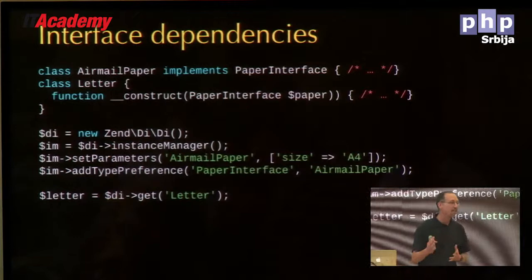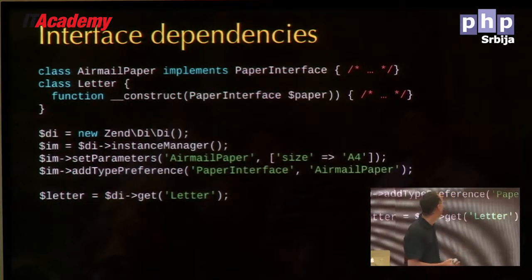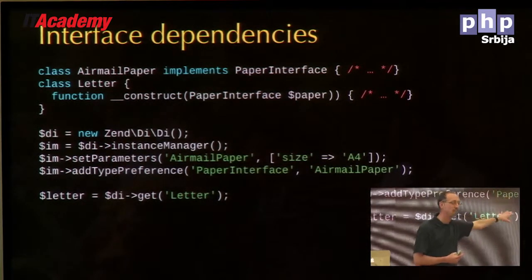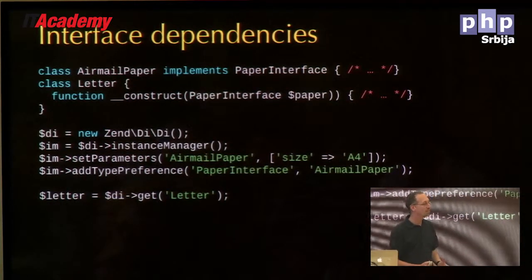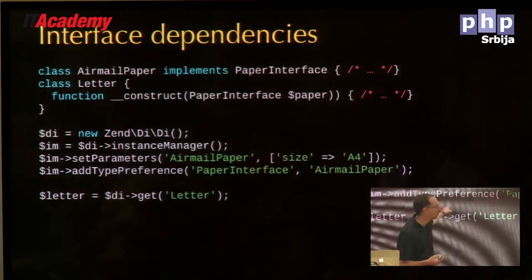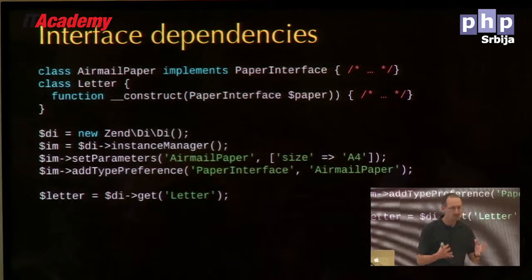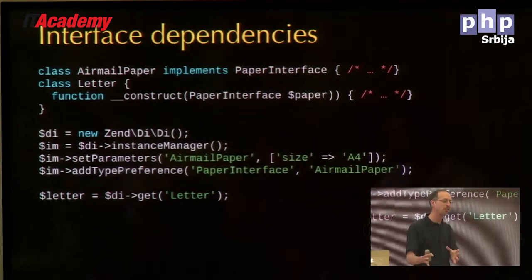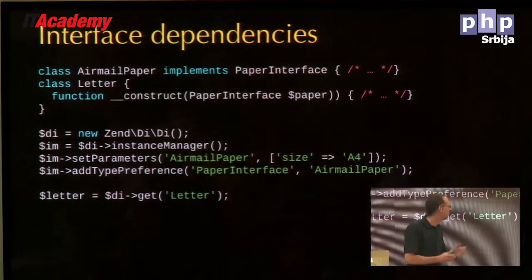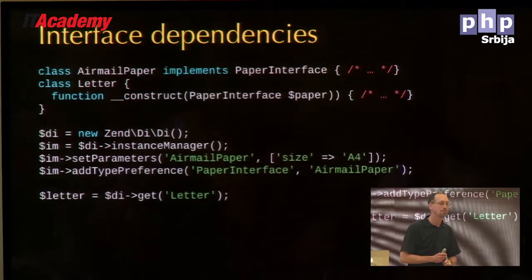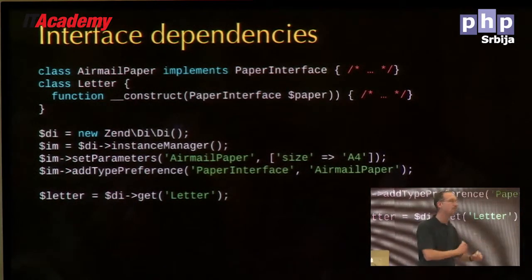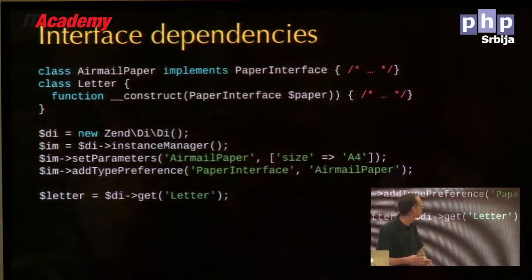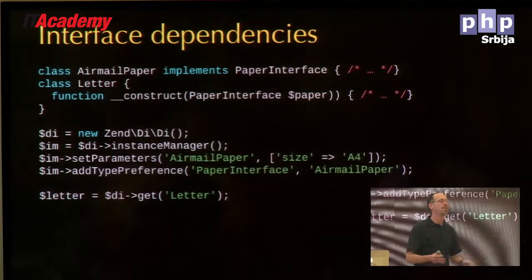Code looks really, really similar. Nothing significant has changed. We still have airmail paper, we still have a size on it because we still need to instantiate the thing. But now we can add what's called a type preference and tell the DI container that if you see a paper interface, in this particular case, I mean airmail paper. Maybe in another case I'll mean writing paper. In this case I mean email paper. And again, the automatic DI container can go and do its magic.